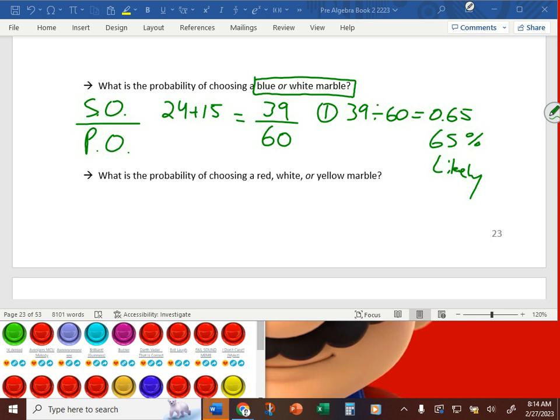Do the last one on your own, red, white, or yellow, right? So you've got kind of three of them that are all grouped together there. Give it a shot. Write your answer as a fraction and a percentage. And raise your hand if you are confident in your solution.